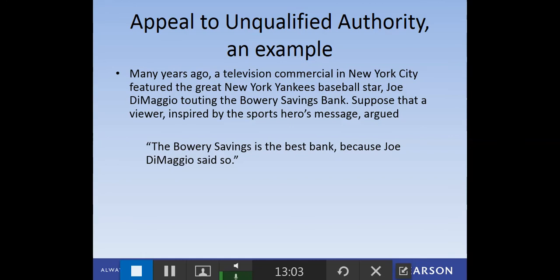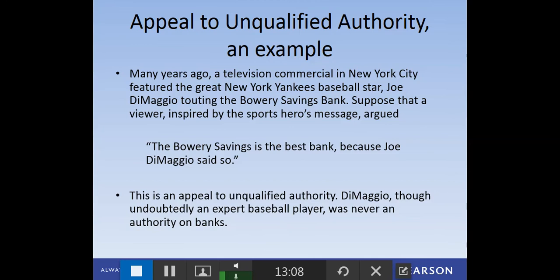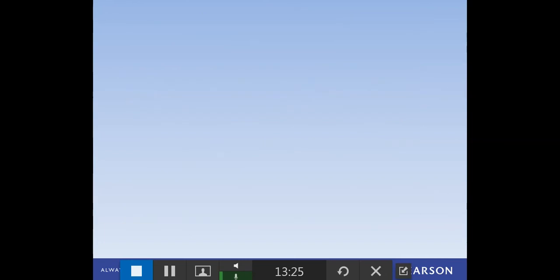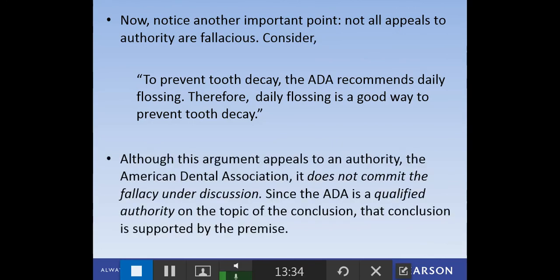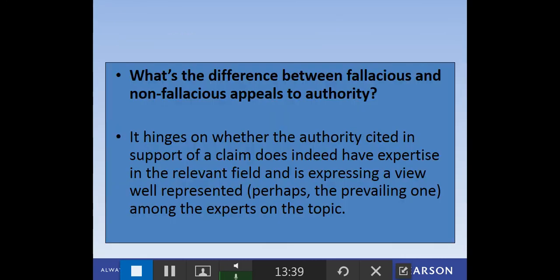Here's an example, and this is where we see the arguments for unqualified authority with athletes. Many years ago, a commercial in New York City had Joe DiMaggio, Yankees baseball star, touting the Bowery Savings Bank. The person might say, that's the best bank because Joe DiMaggio says so. Joe DiMaggio, though a great baseball player with a 56-game hitting streak, was never really an authority on banks. But we see that a lot within advertising. One thing to remember, not all appeals to authority are fallacious. The ADA recommends flossing, therefore flossing is a good way to prevent tooth decay, because the American Dental Association is a qualified authority. So, what's the difference?